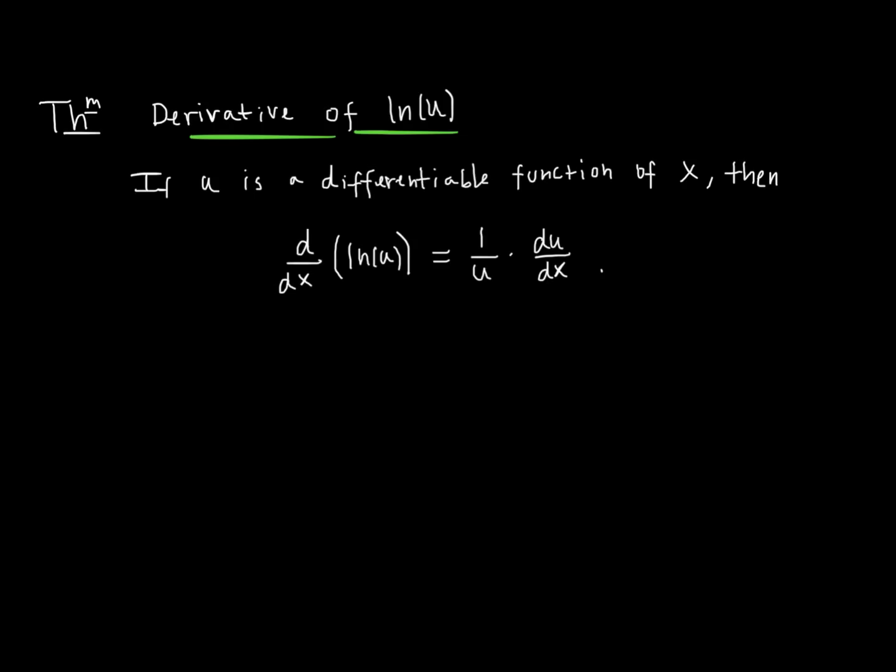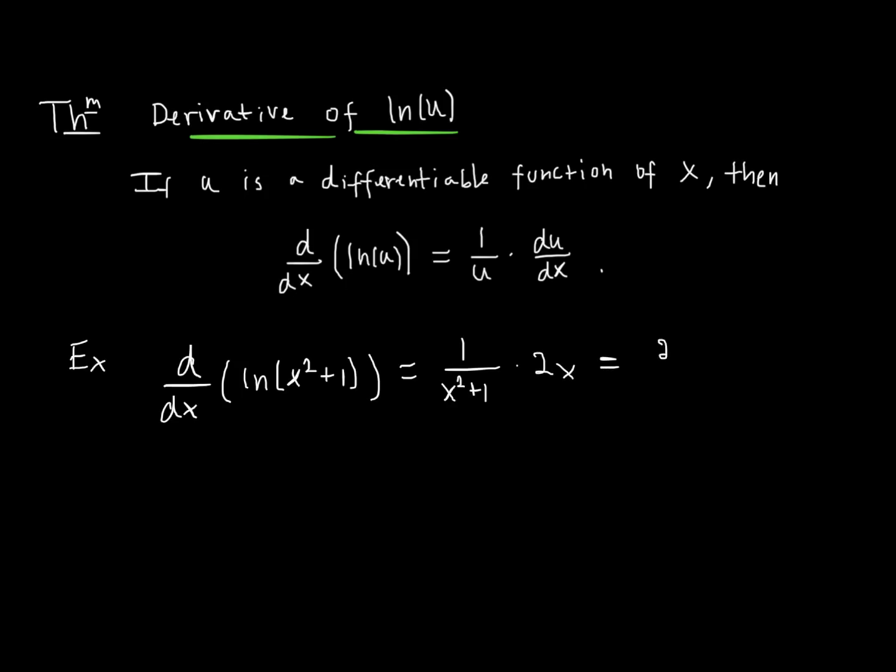Let's take a look at a quick example here. The derivative with respect to x of the natural log of x squared plus 1 is going to be equal to 1 over x squared plus 1 times the derivative of the inside, which is 2x plus 0, or 2x, meaning the derivative is equal to 2x over x squared plus 1.